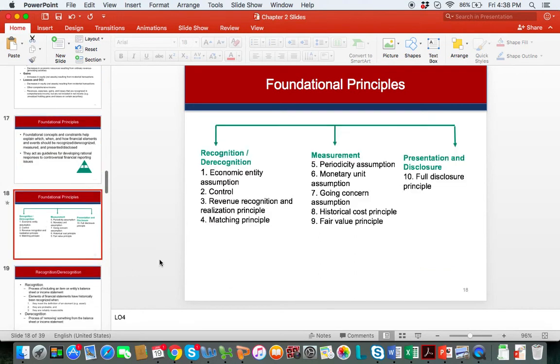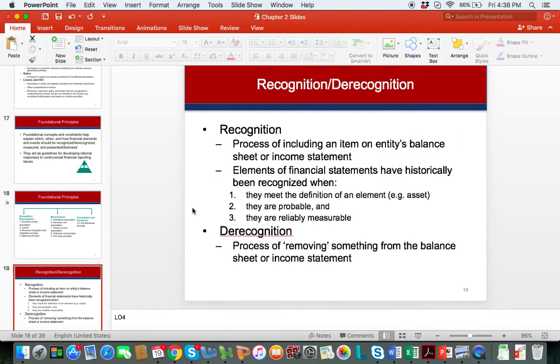So if we look at the next slide, for recognition or de-recognition, we have the economic entity assumption that we mentioned above, and that you have control over it, the revenue recognition and realization principle, and the matching principle, which we'll go through in a moment. But we also look at it across measurement, and across presentation and disclosure. So just looking under recognition and de-recognition.